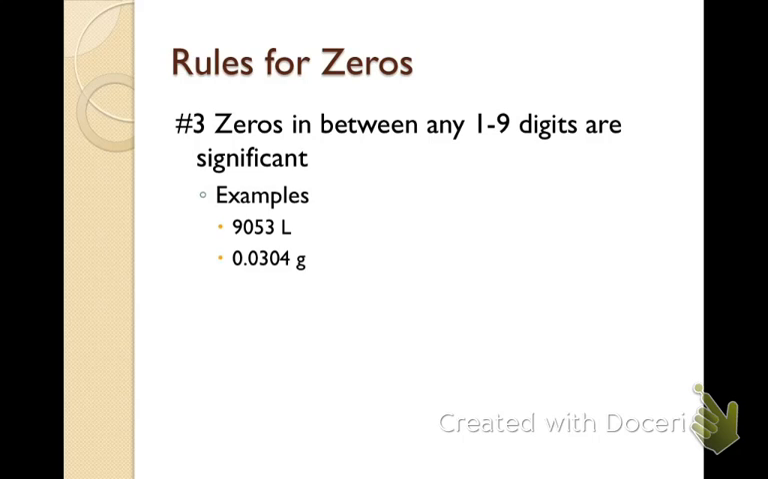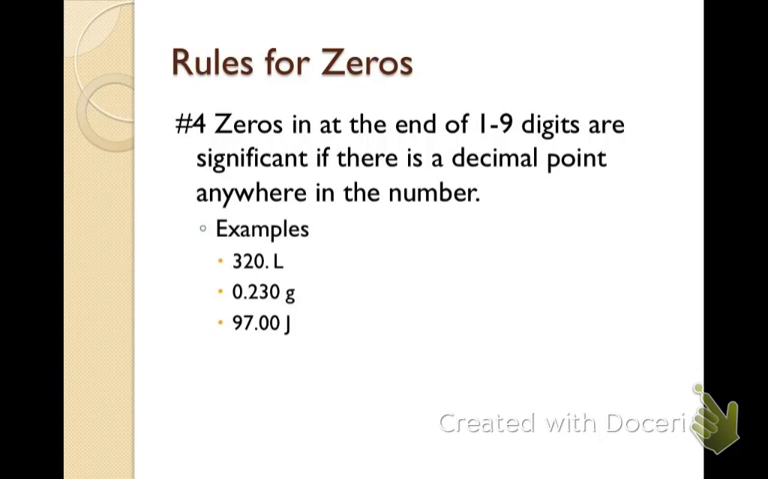So we have 9,053 liters here. That 0 is between 1 through 9 numbers, so it still is significant. So we have 1, 2, 3, 4 sig figs here. Let's take a look at the second example. We have 0.0304. Now, the 3 and the 4 are definitely significant because they're 1 through 9 digits, but these zeros in front of it are not going to be because they're leading zeros. That was back in rule number 2. Let's take a look at this middle 0. It is a middle 0, so it will always be significant. So we have 1, 2, 3 significant digits, and I've underlined all 3 of them for you there.